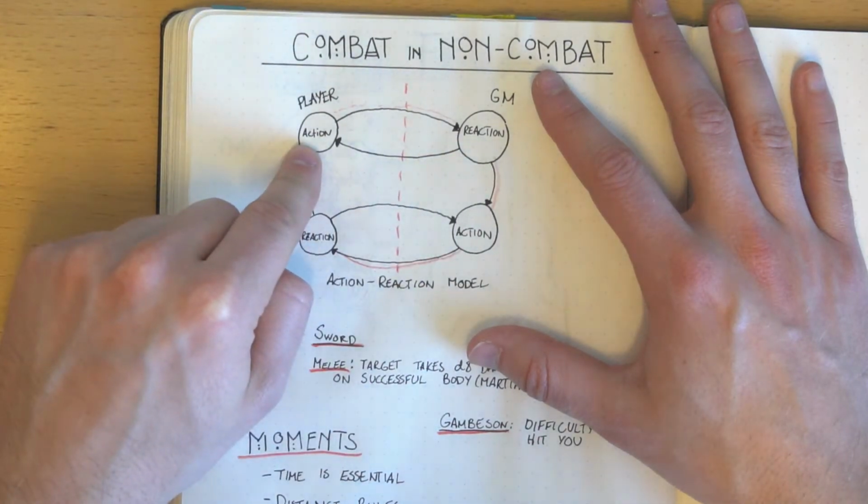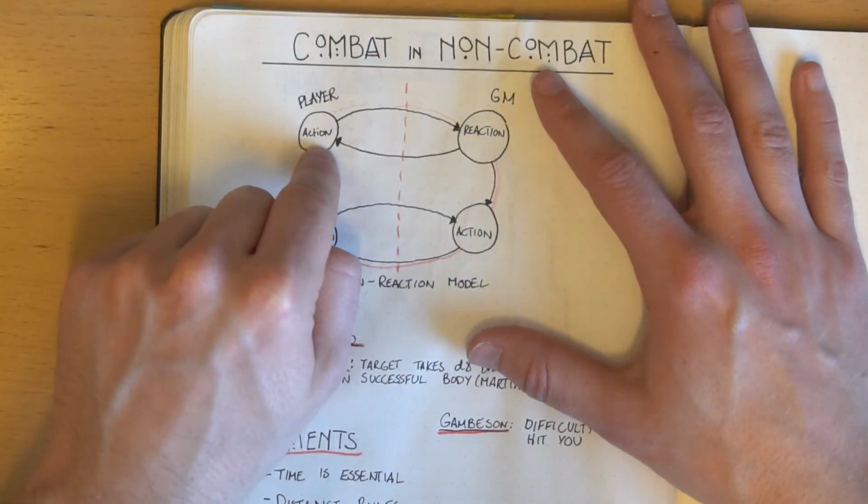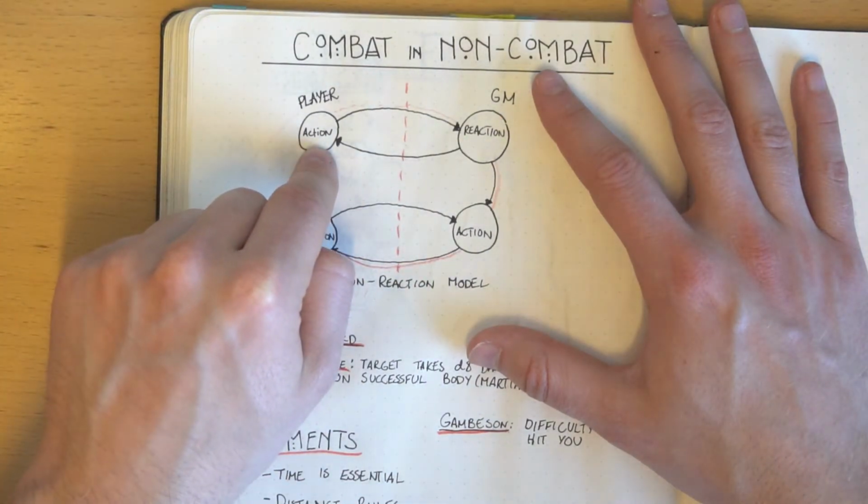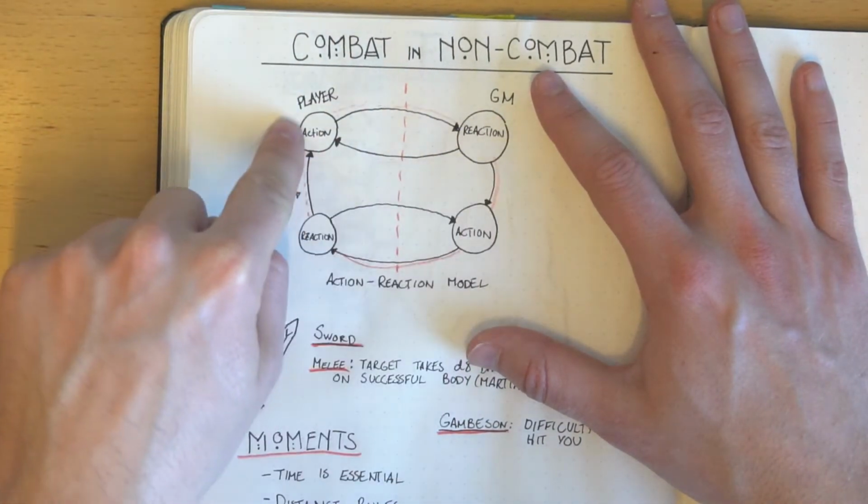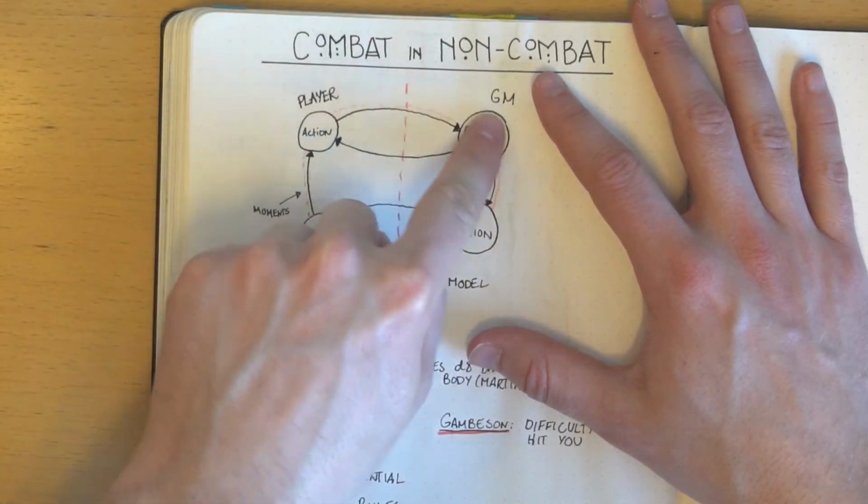And then the GM throws the ball back to the players and says, okay, what do you want to do now when the door is open? And then they can say, we want to walk in or something, right? And just moving back and forth in this situation.